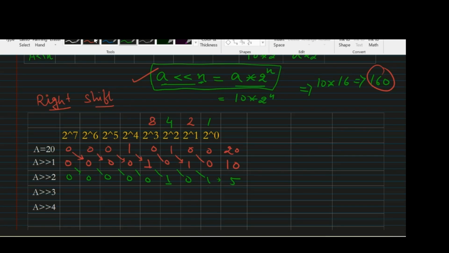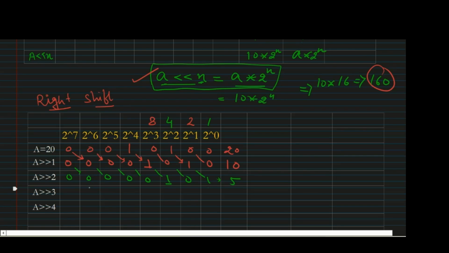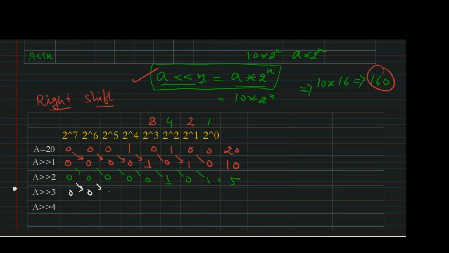Similarly, if we go for the next, it will be 0, 0, 0, 0, 0. This is 1, 0. So this value is 2 over here. And again, if you go for 4, this one will be shifted over here, and the rest will all be replaced by 0, and the final value is 1.